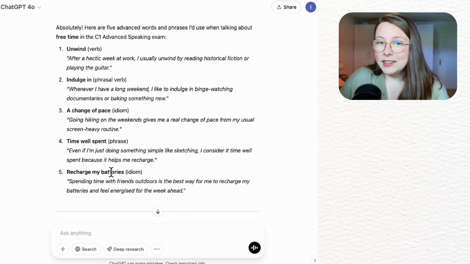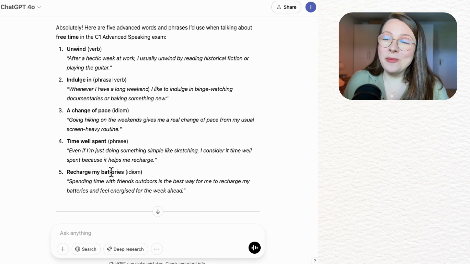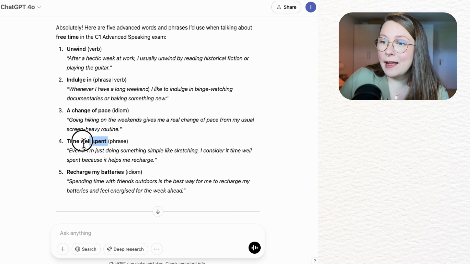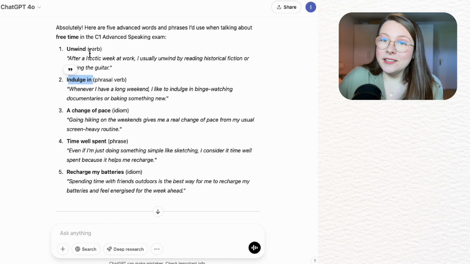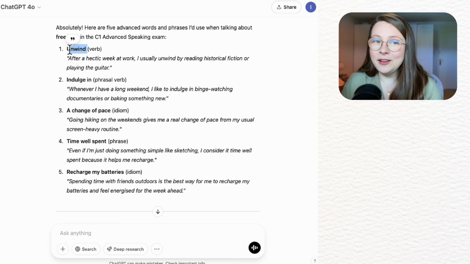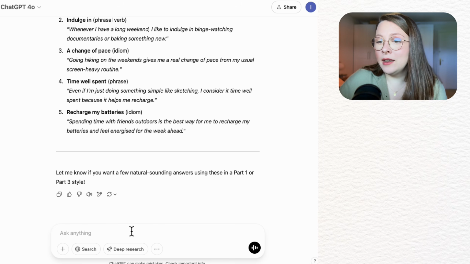So instead of sitting there in front of a textbook and thinking, how am I supposed to learn 5,000 new words for my exam? This is a great trick to learn a few but excellent key words for a variety of topics in preparation for your exam. And this is a strategy that I teach my students. For each topic, think of just 3 excellent keywords or phrases. So you might learn for your exam, time well spent, indulge in, and unwind. Just those 3 words. But if you use those 3 words or phrases in your speaking answer, it's going to sound really impressive.